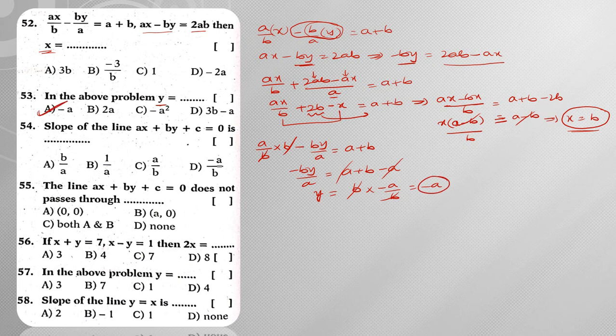So clearly the value of y is minus a and the value of x is b here. Right? So it is not 3b, it is b. Next, the slope of ax plus by plus c is equal to 0. The slope of a line is nothing but given by minus x coefficient by y coefficient, which is nothing but minus a by b.